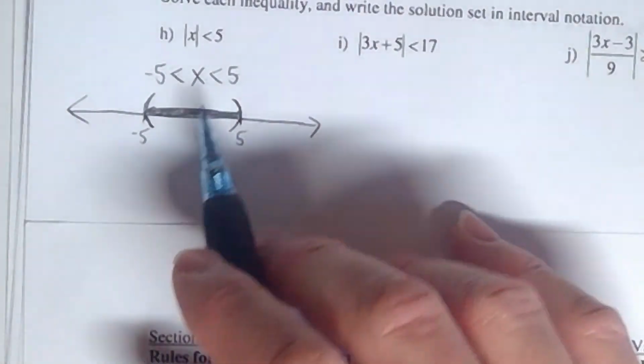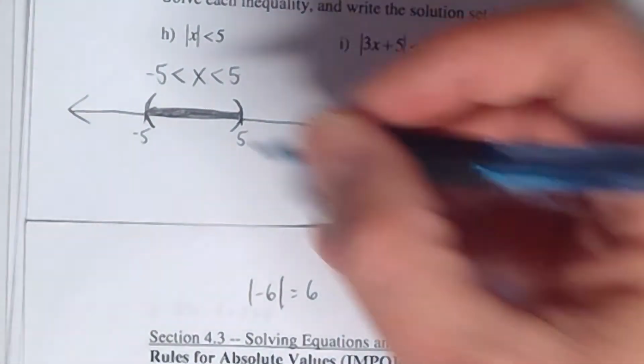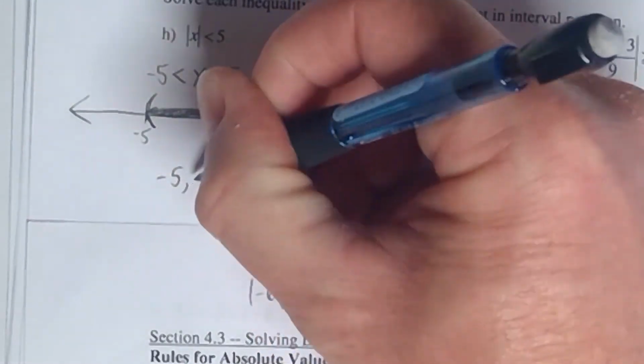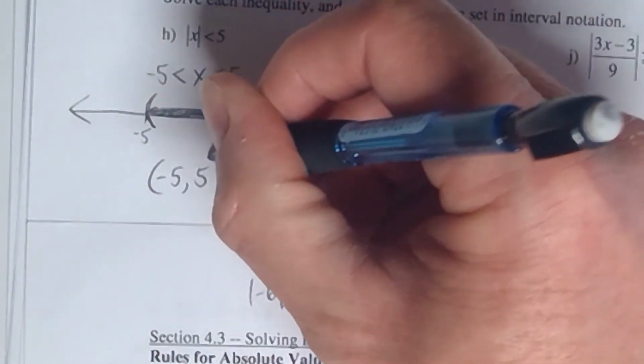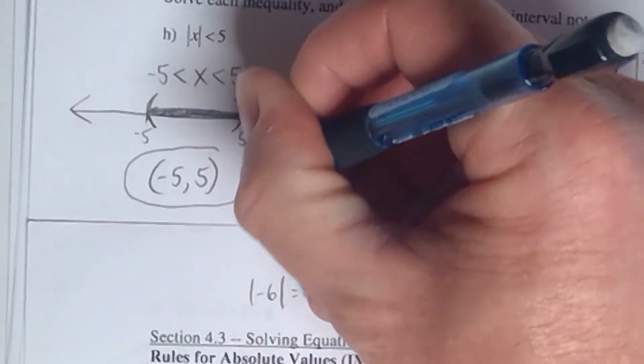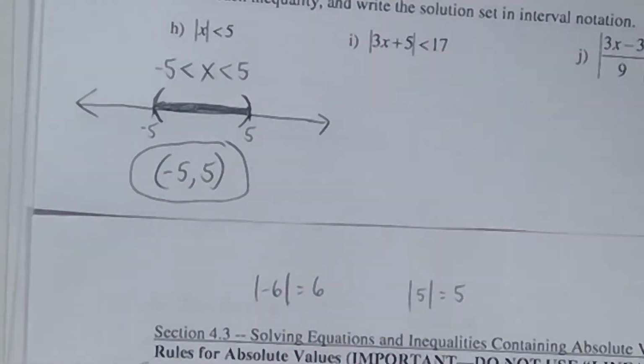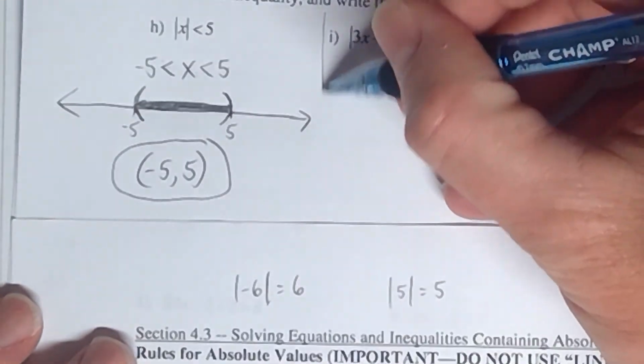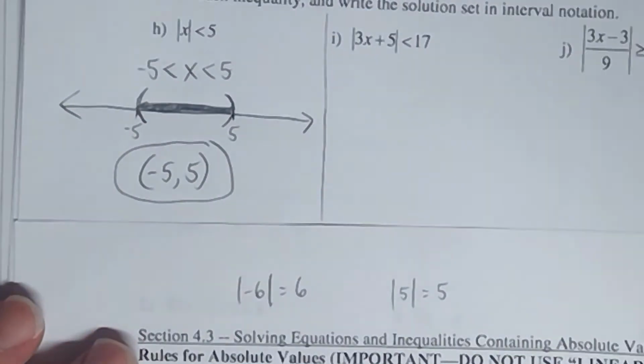Now that I have my shading and my brackets, I now do the interval notation, and it is going to be negative 5 comma 5, like that. I just follow the number line when I do the interval notation, and that's the same thing we always do, right? That's why it's good to do the number line first, so you can figure that out. Next.